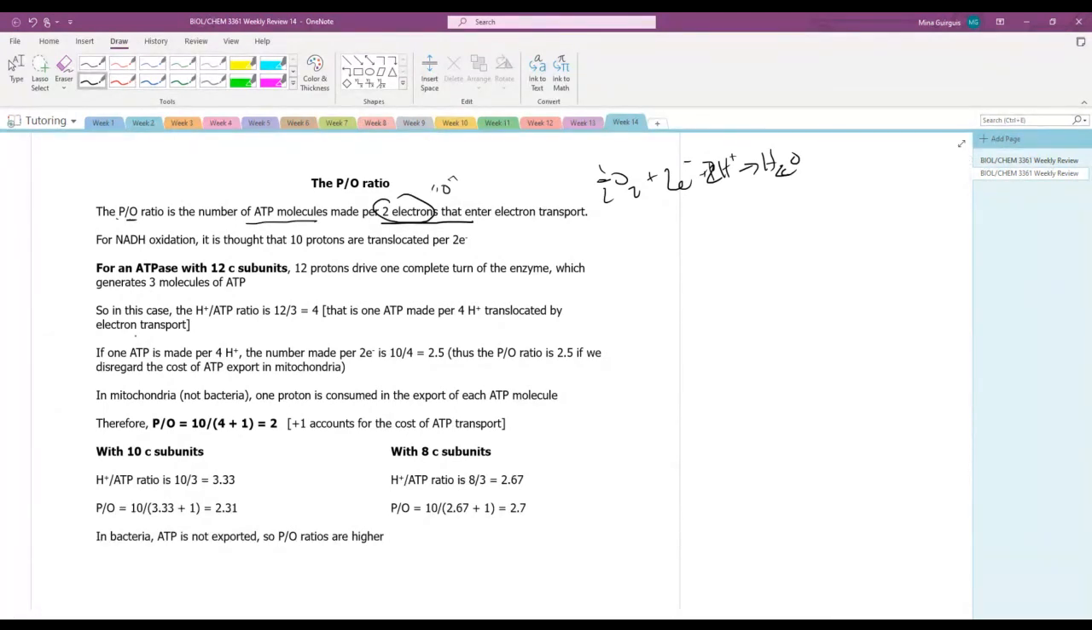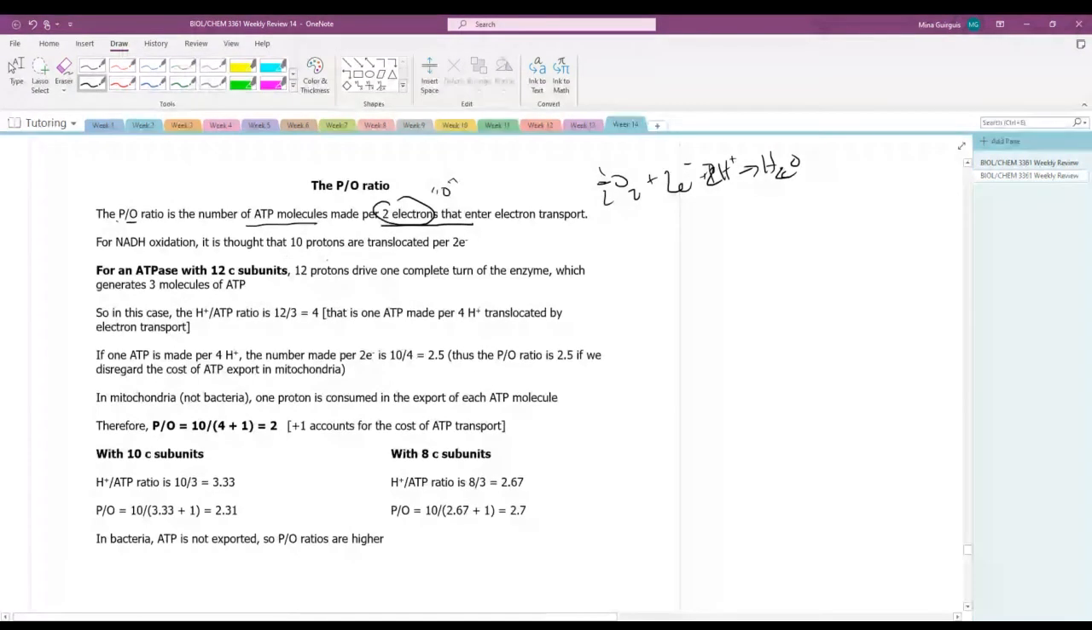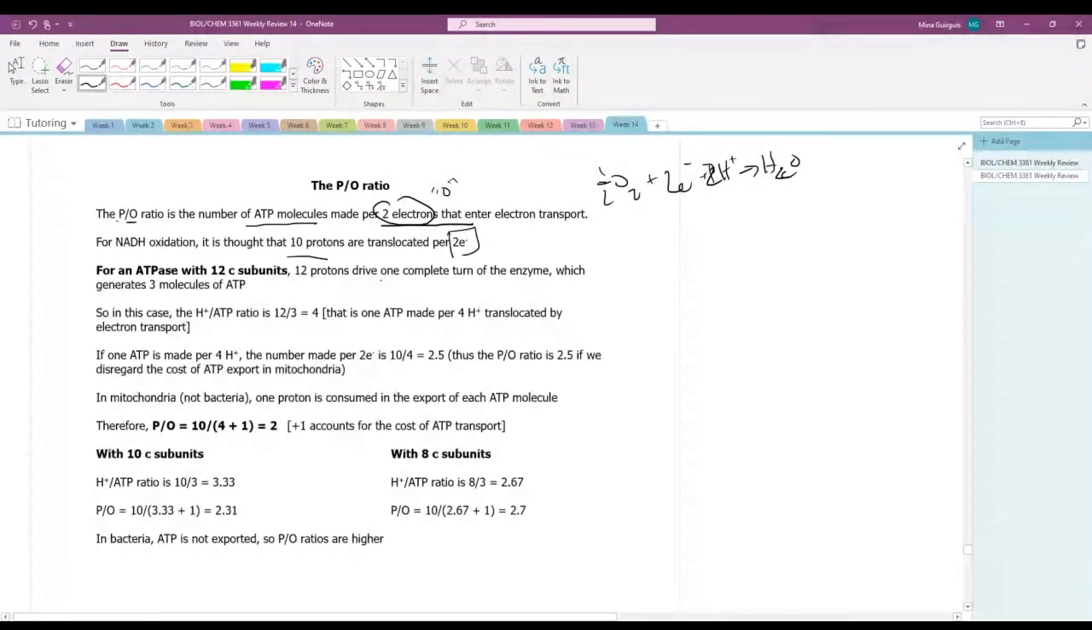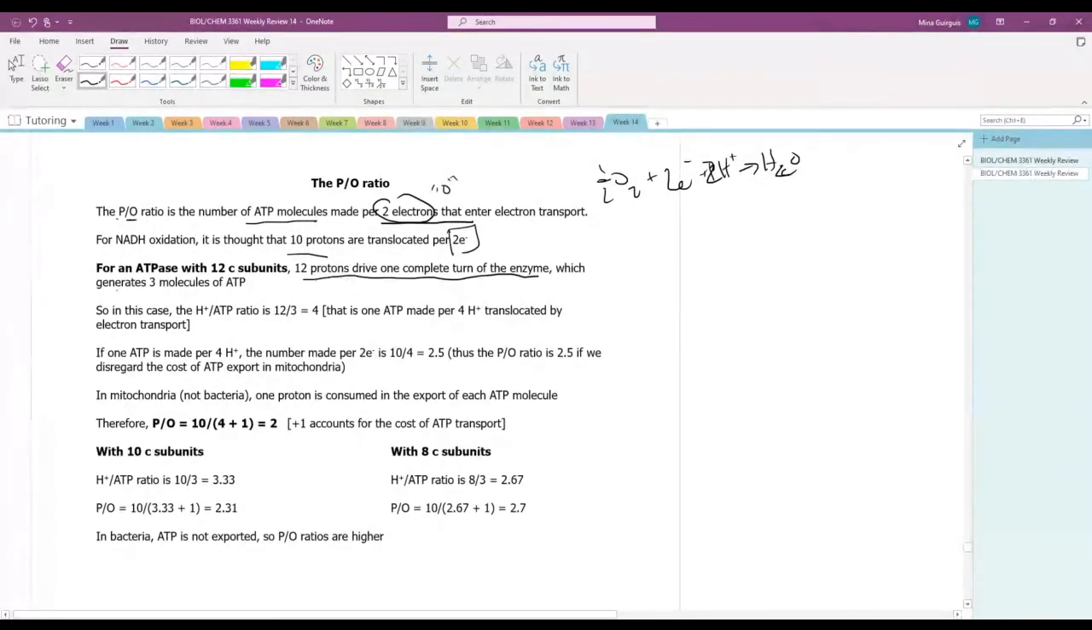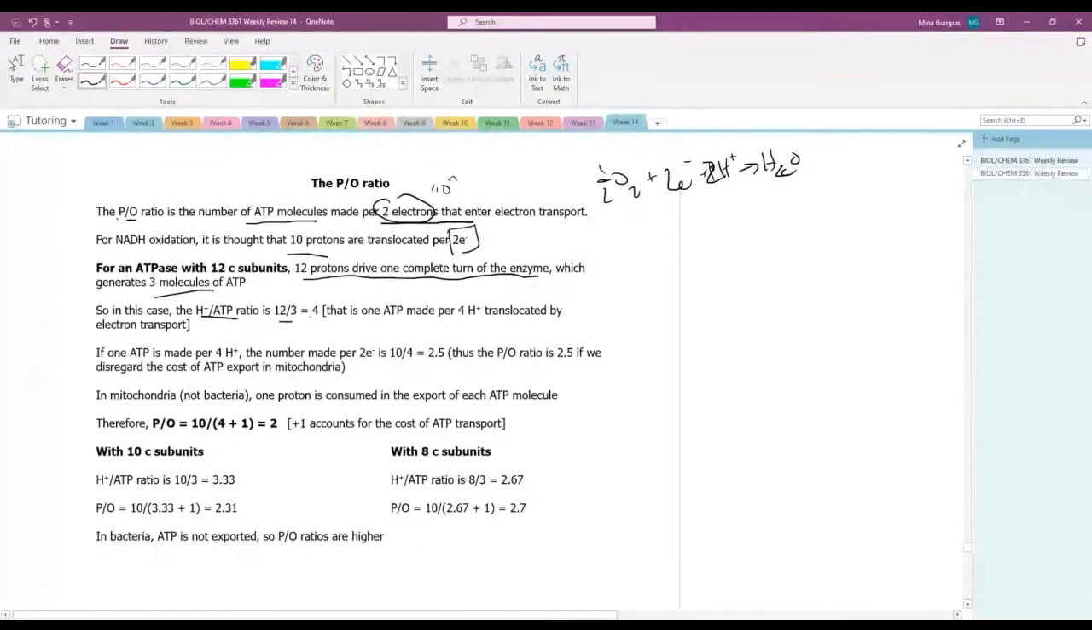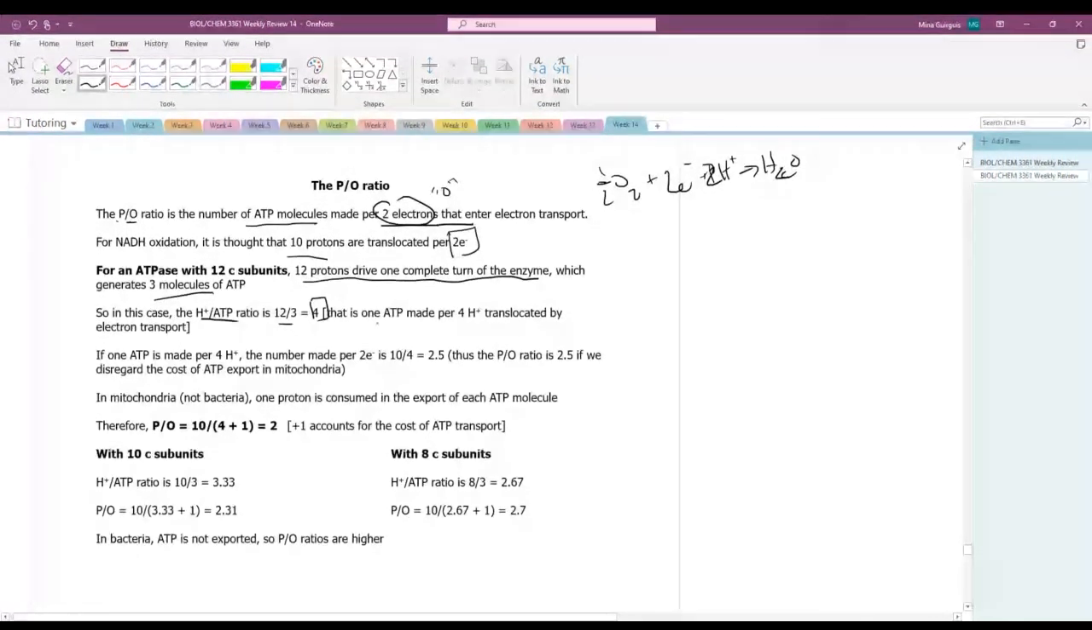So, as we've said, 10 protons and we transport 2 electrons. 12 protons drive 1 complete turn of the enzyme, which generates 3 molecules of ATP. Okay, so the H+ to ATP ratio is 12 to 3, which is 4. In other words, 1 ATP is made per 4 protons.